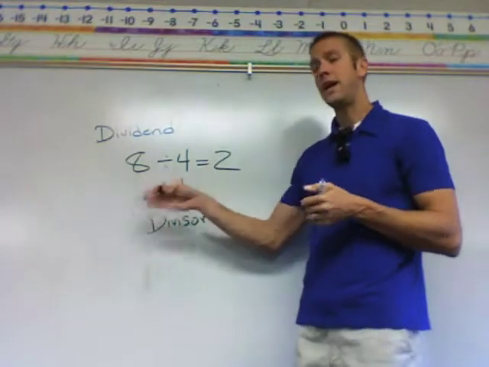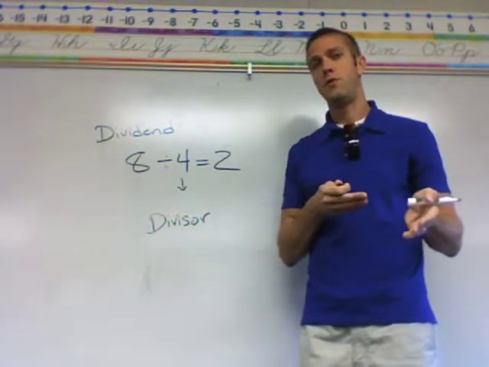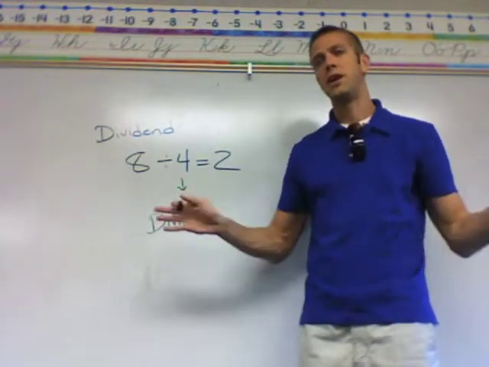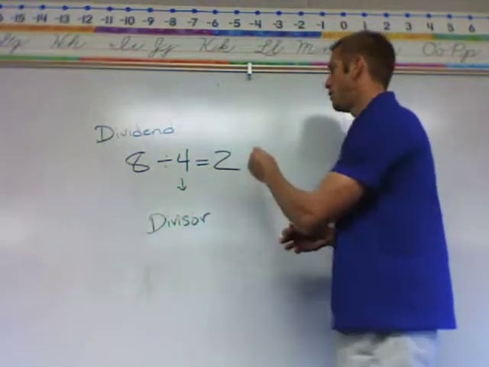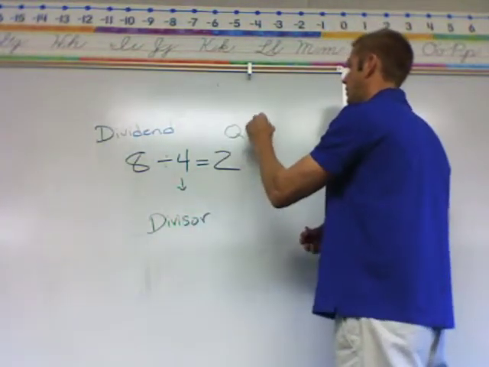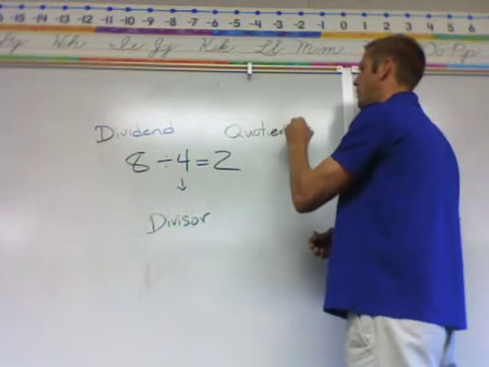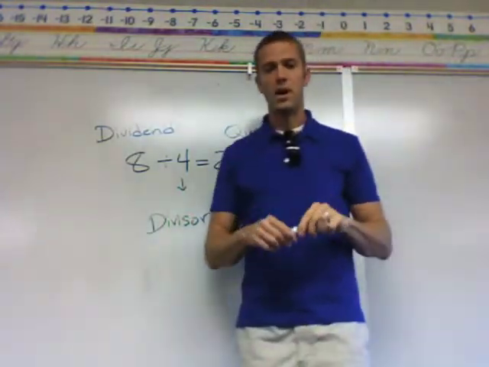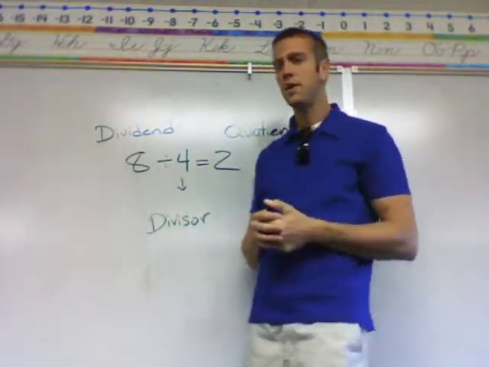We were sharing the 8 cookies with 4 friends. So the 4 friends are going to split up that dividend. And then the 2 is the quotient. And the quotient is always the answer to a division problem. Okay?